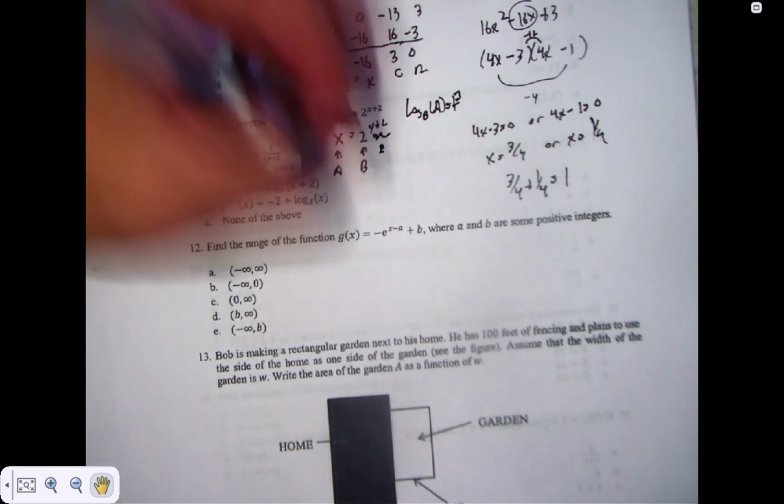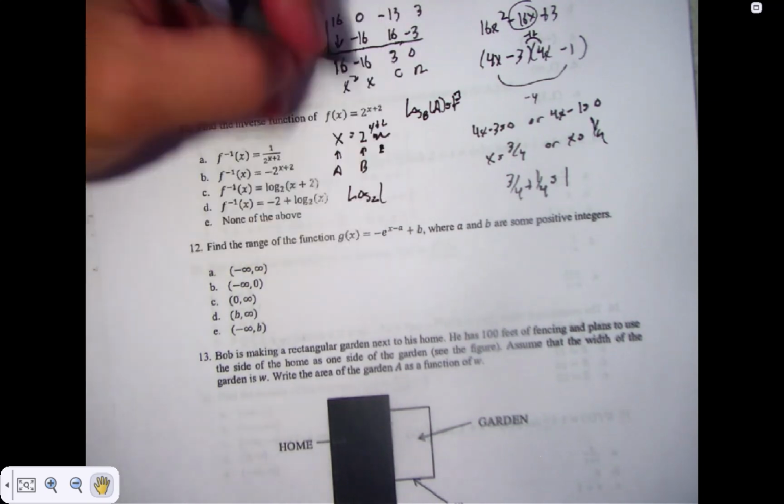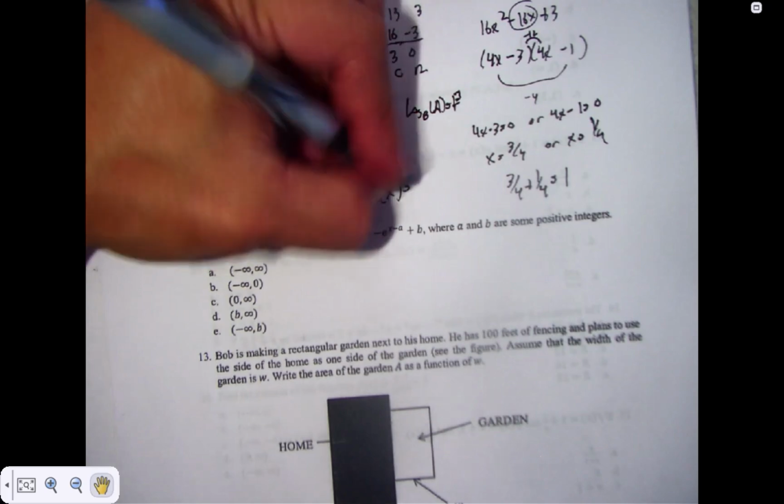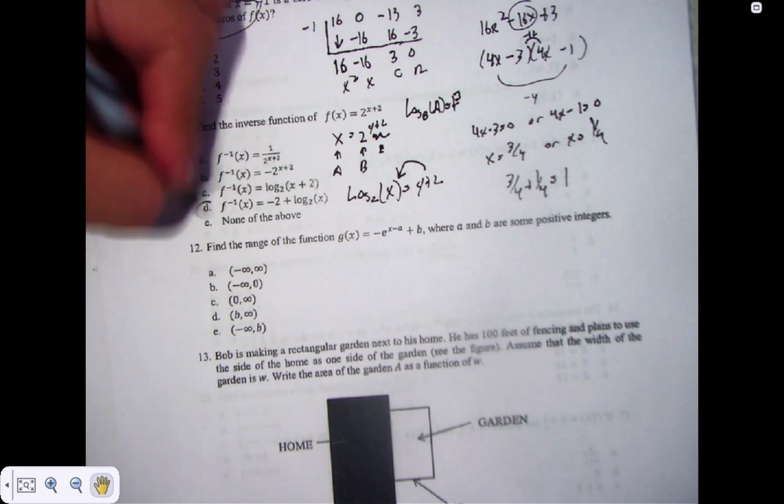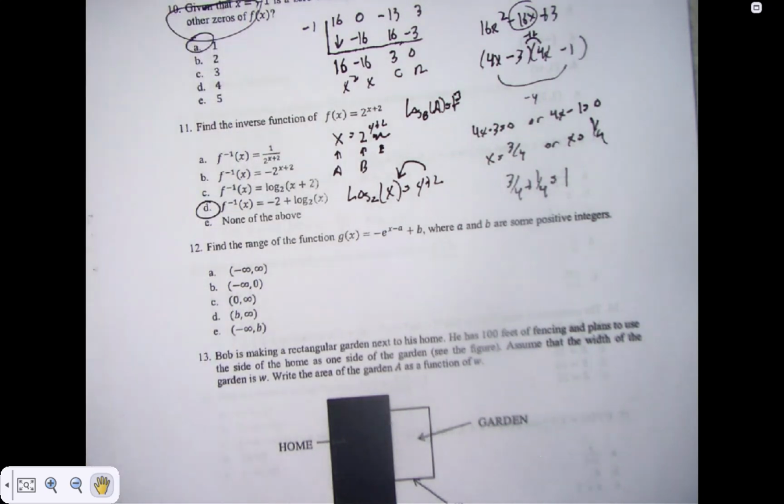So my base is going to be 2. I'm a log base 2. My argument is x, and I equal y plus 2. And all I got to do is shift that over. That makes her negative.